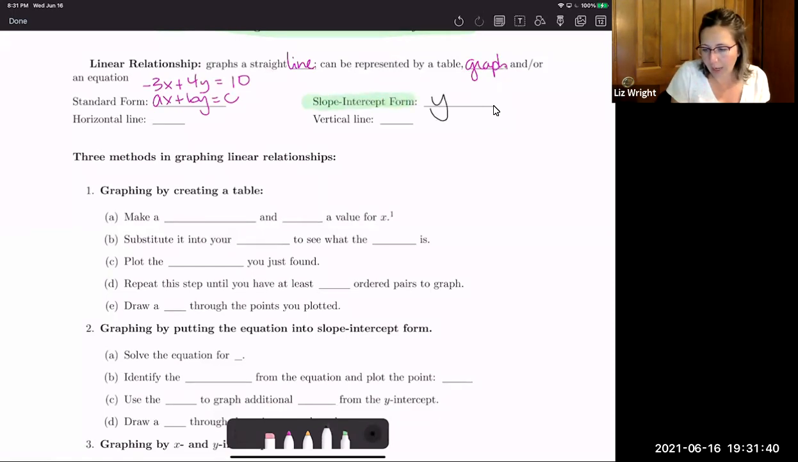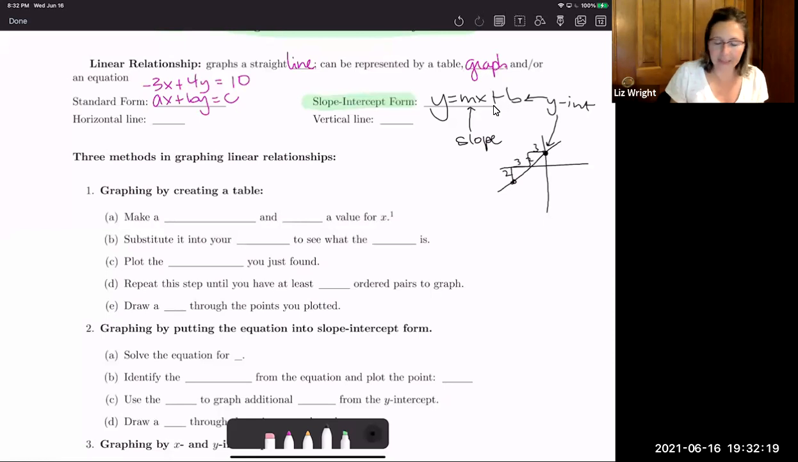It's going to be y equals mx plus b, where m, again, is the slope of our line, and b is the y-intercept of our line. So again, our slope is going to be our rate of change for that line, and our y-intercept is where the graph of our line crosses the y-axis. And so this would be our y-intercept. And then the slope tells us our rate of change. So maybe it's going up to the right 3, up to the right 3. And so that, again, is giving us our rate of change.